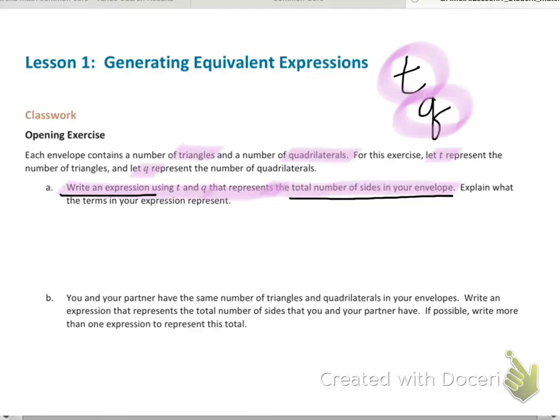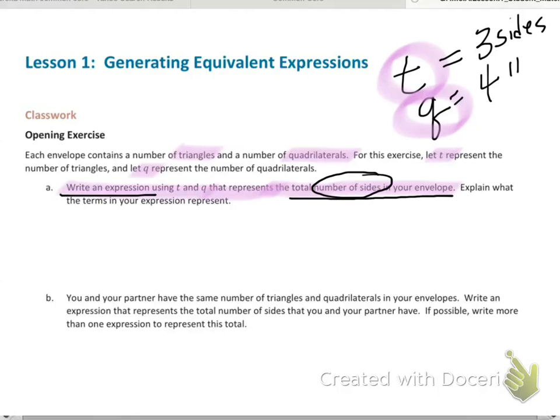Okay, so if we're going to use T and Q, we need to know a few things about triangles and quadrilaterals, because we are talking about the number of sides. A triangle has 3 sides, and of course a quadrilateral has 4 sides. That is really important, because we need to know the number of sides in a triangle and a quadrilateral. I'm not trying to talk down to you here, but I just want to make sure we understand.